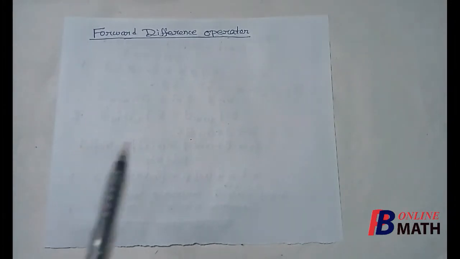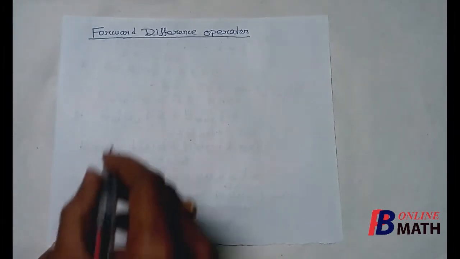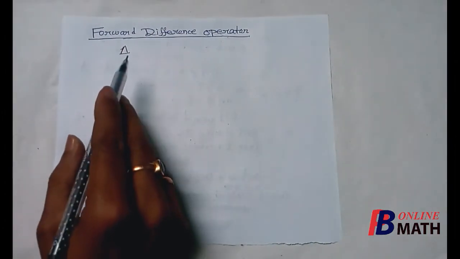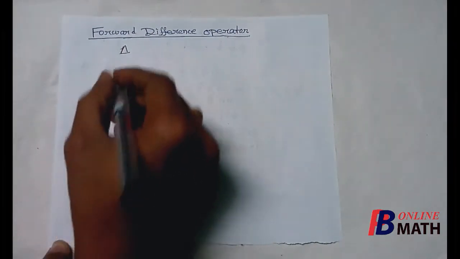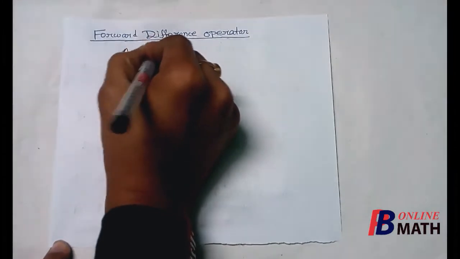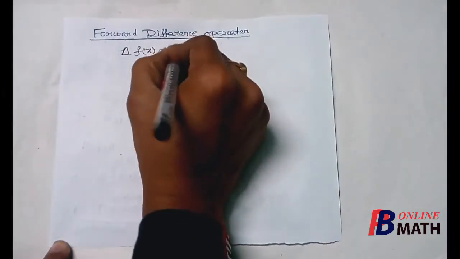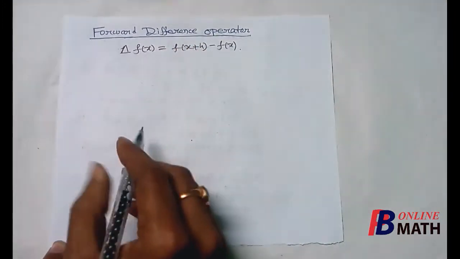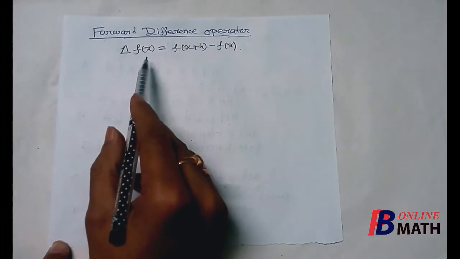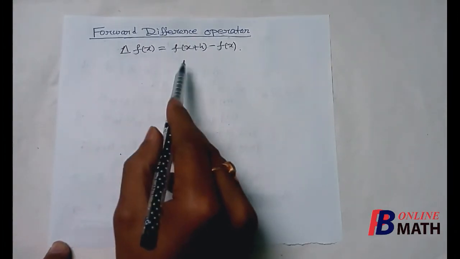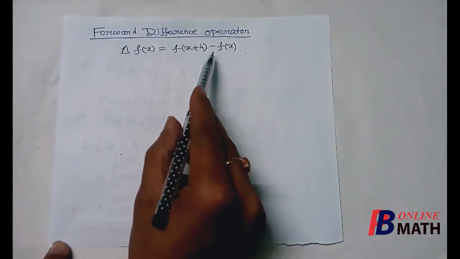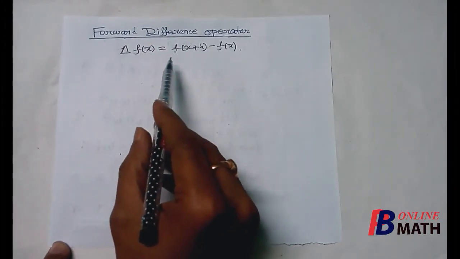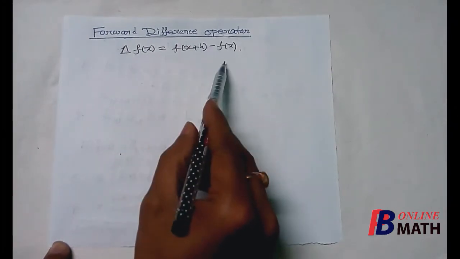Next we shall consider forward difference operator. This operator is denoted by delta, and if we apply this operator on f(x), then we shall get f(x+h) minus f(x). So if we apply the forward difference operator on a function f(x), then it becomes f(x+h) minus f(x). So this is the difference of the entries between this entry and the next entry.